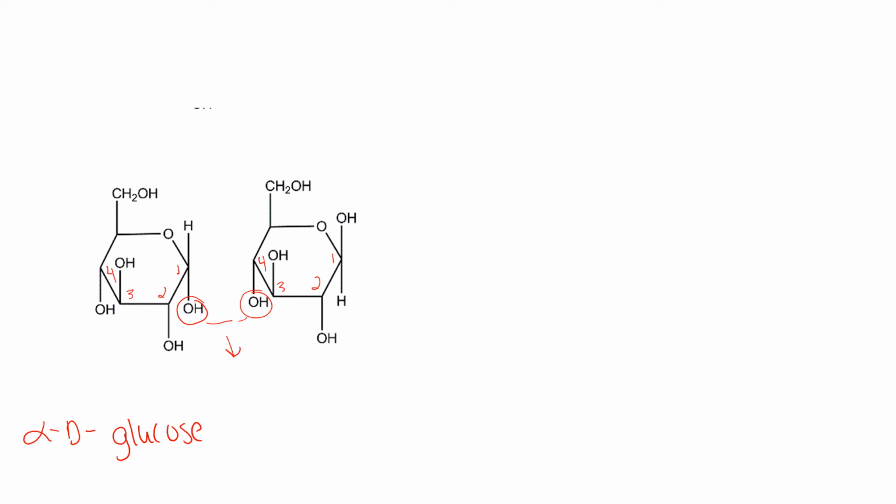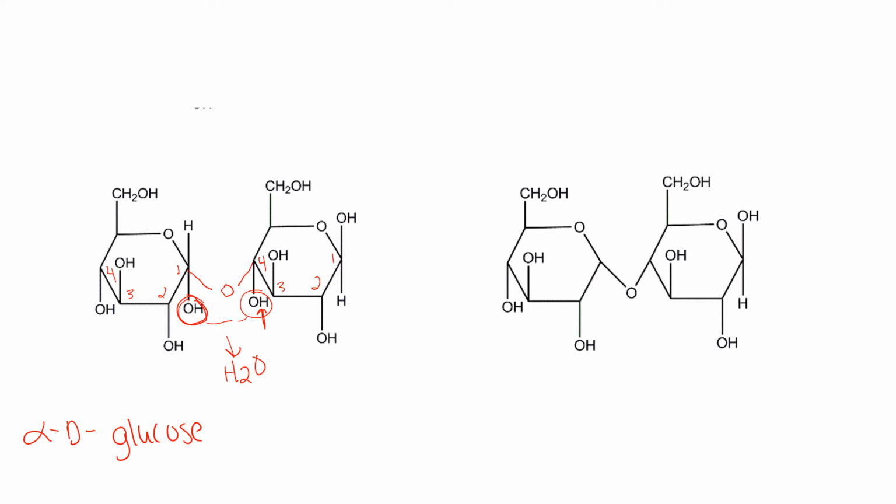And what's going to happen is I will remove a molecule of water. So I'm going to remove a hydrogen from one, and I'm going to remove the entire OH from the other. And what will be left is just a single oxygen, which is where they're going to be joined. So let's look at this when they are joined together. Okay, so now we have two glucose molecules together, so we consider this disaccharide to be maltose.